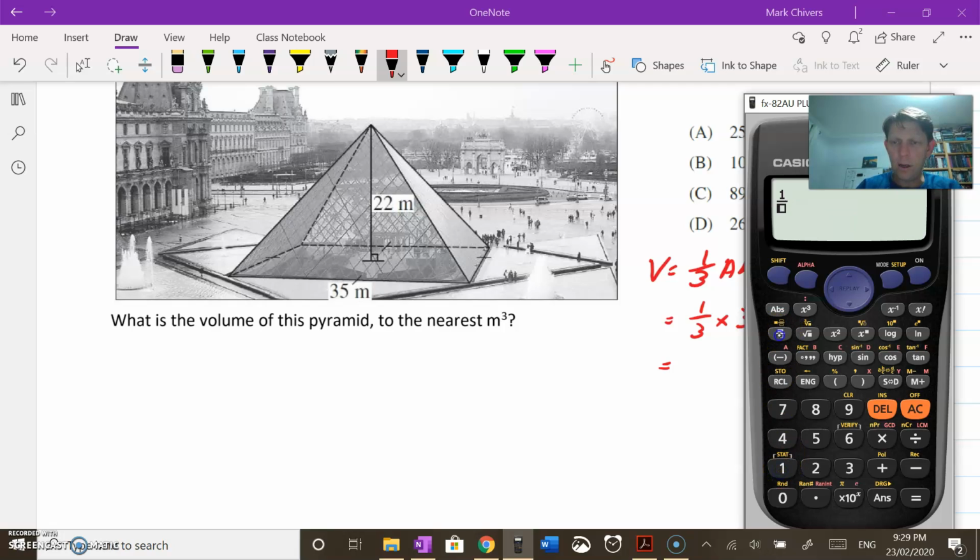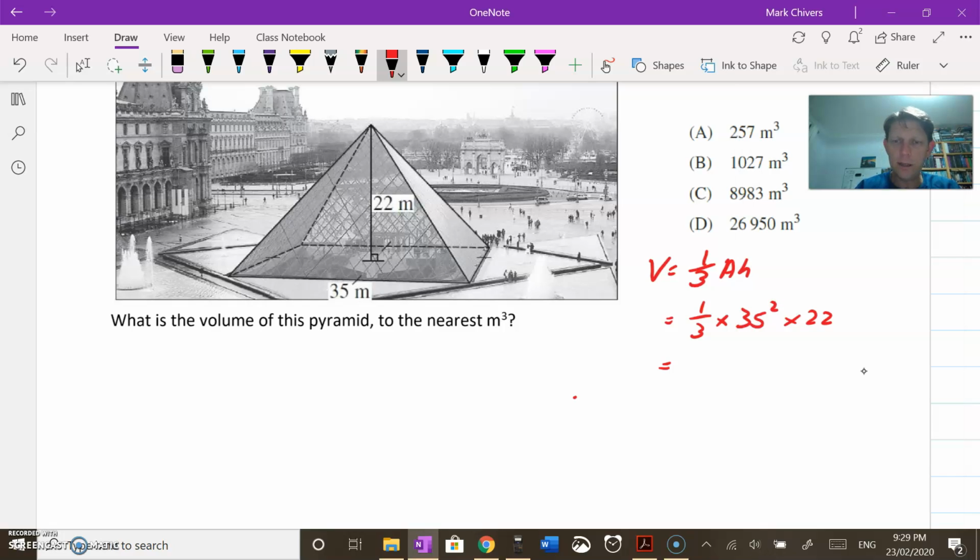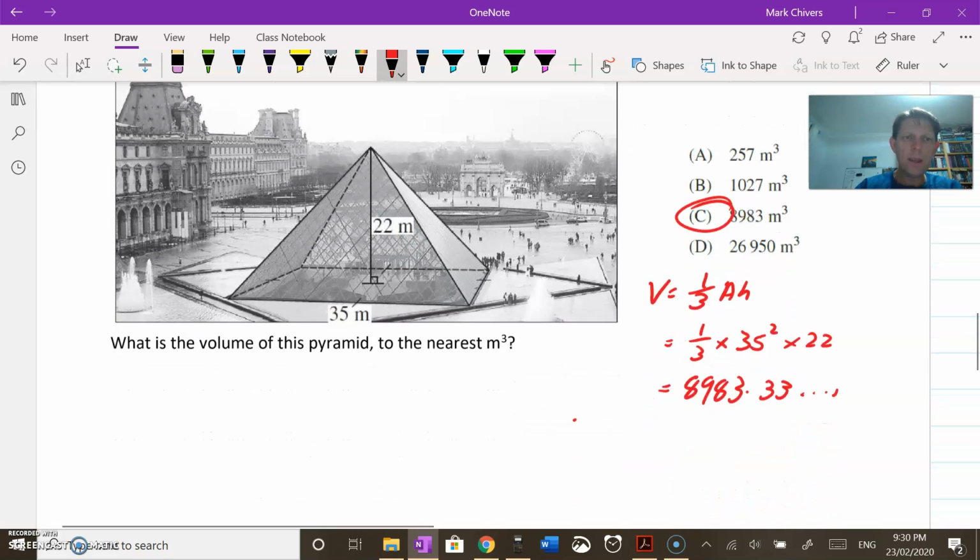So we've got 1/3 times 35 squared times the height, which is 22. So that leaves us with an ugly fraction there, which we'll press that button and we get 8983.3 repeating. 8983.33 and so on. And if we look there, there's a nice little answer there given for us. Okay, so nice and simple to do, not quite a hard question.